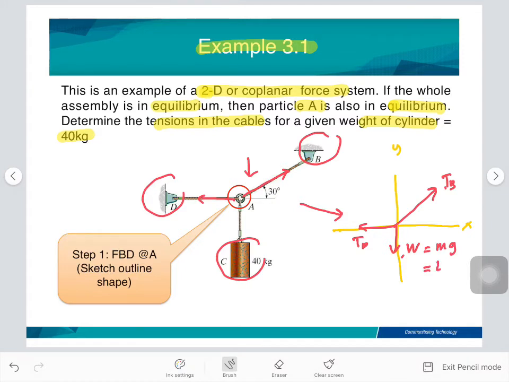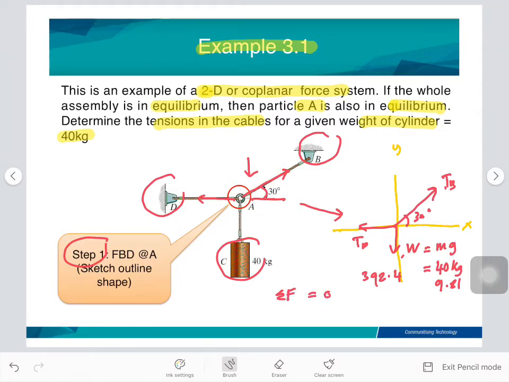So you have 40 kg times 9.81. So you can have here W is equal to 392.4. Right? Next, what is the other info? We have, don't forget here, this is 30 degree. So you must write angle is 30 degree. Because after we establish the first step, then we can use the summation F is equal to 0.